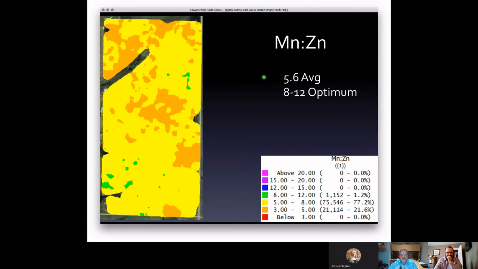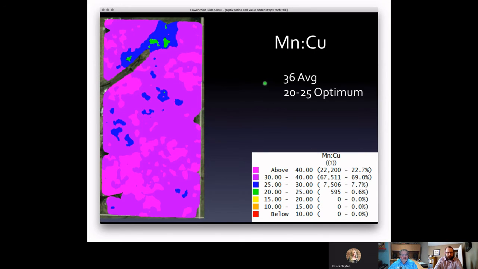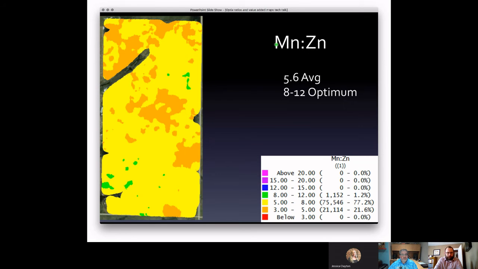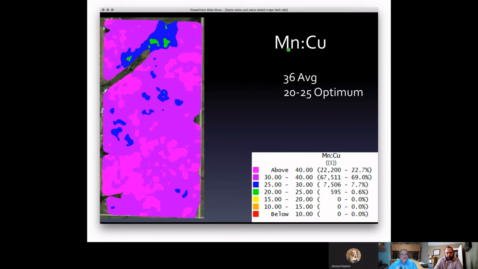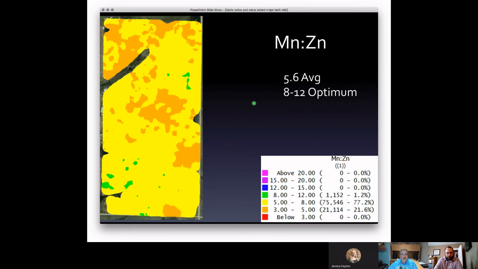When we look at manganese to zinc, we're wanting it somewhere between 8 to 12. This particular field's at 5.6. So this is saying we've got good zinc, but we're a little short on manganese. But remember the previous slide? We've got good manganese when it's compared to copper. So now when we're looking at both of these together, we've got to manage the manganese very, very carefully so we don't skew things out. Again, it comes to that balanced approach.